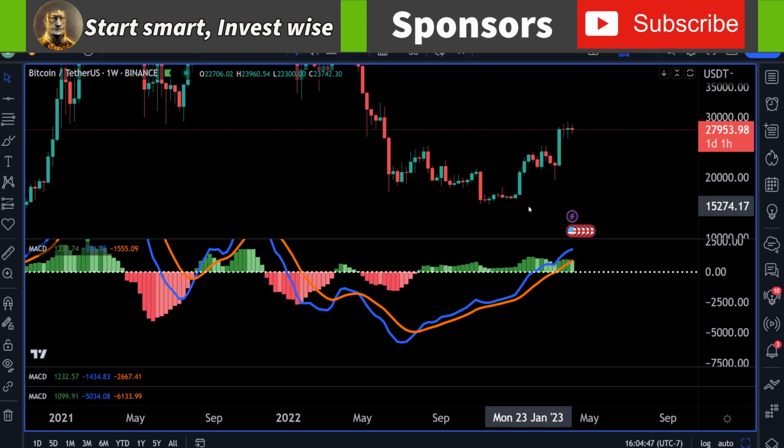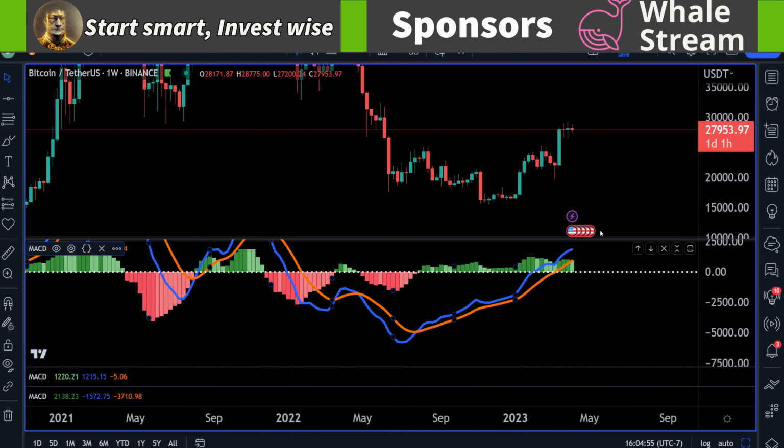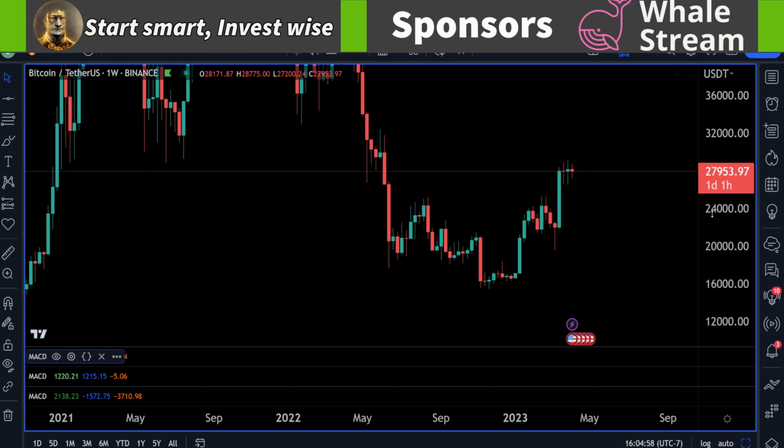Not as much, hopefully, when it comes to stocks and stuff like that, but we did just have a banking crisis as well. But again, these settings are 10, 21, and 9. These are the more moderate ones. This is the closest to the default settings that you guys are going to get.